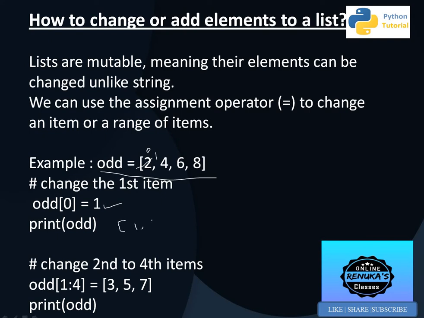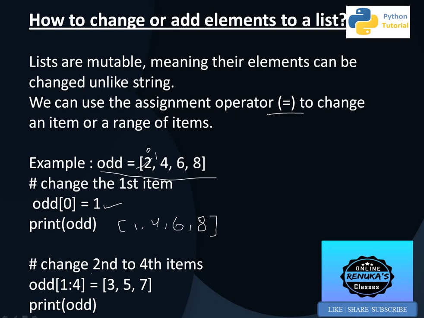1, 4, 6, 8. So this is how a list can be changed. That means a list is mutable. With the help of the assignment operator, we can change the items or the values of the items in the list.